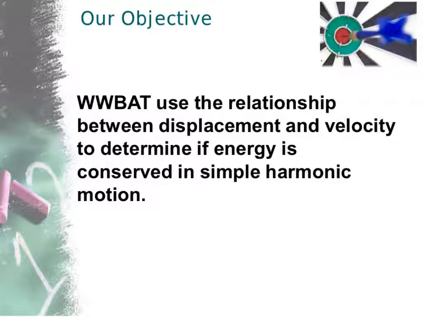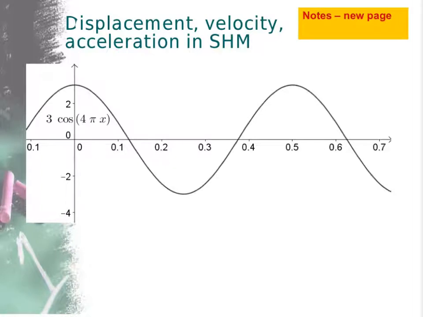In order for me to figure out what kinetic energy and potential energy are, I first have to know how to write displacement and velocity. So let's say that this is a displacement curve for an object that's in simple harmonic motion. Let's say it's a mass on a spring.